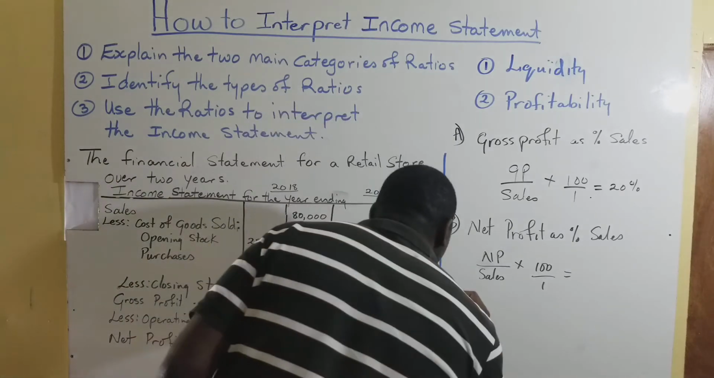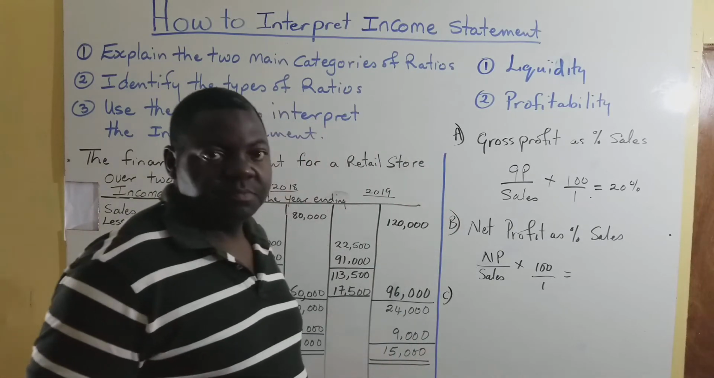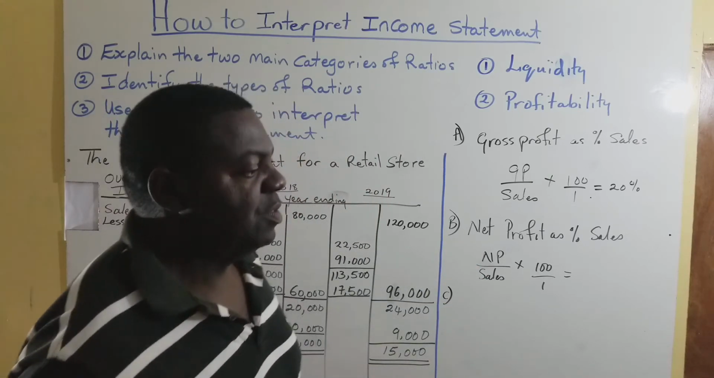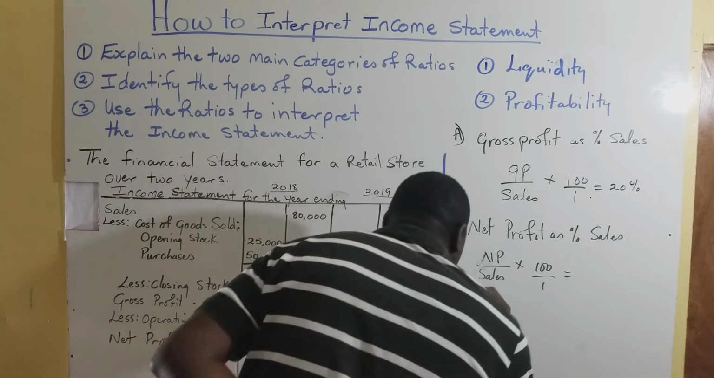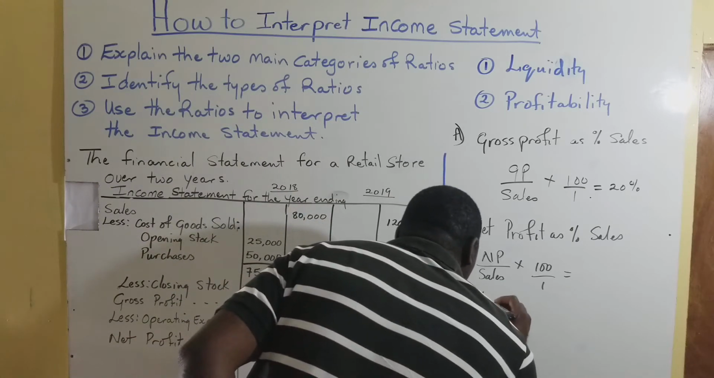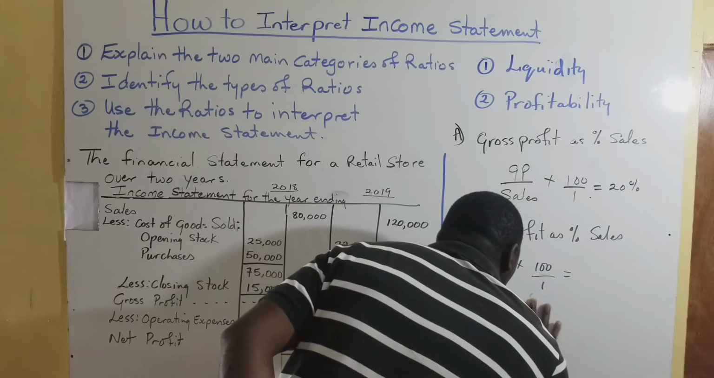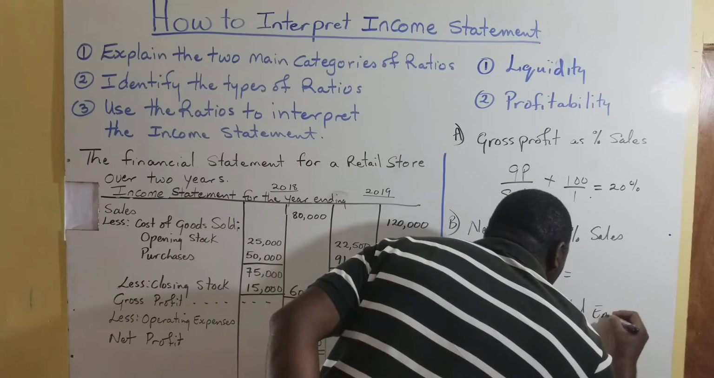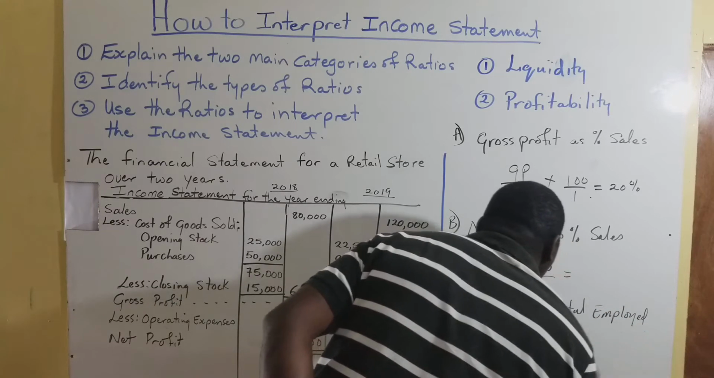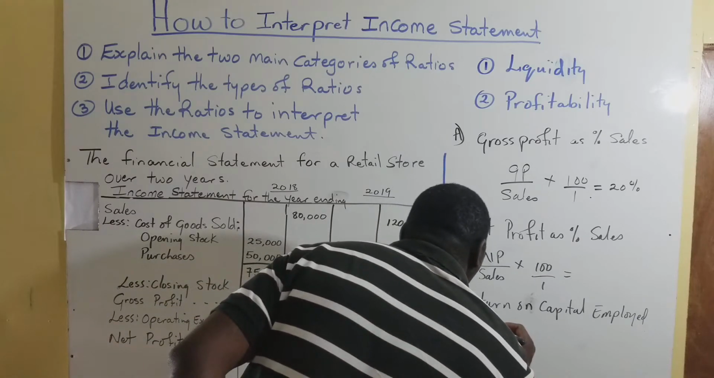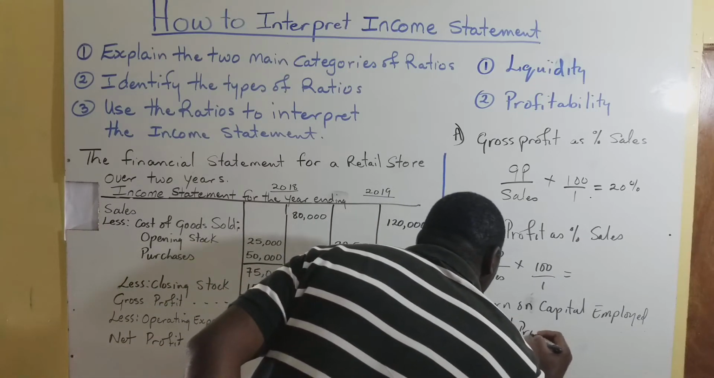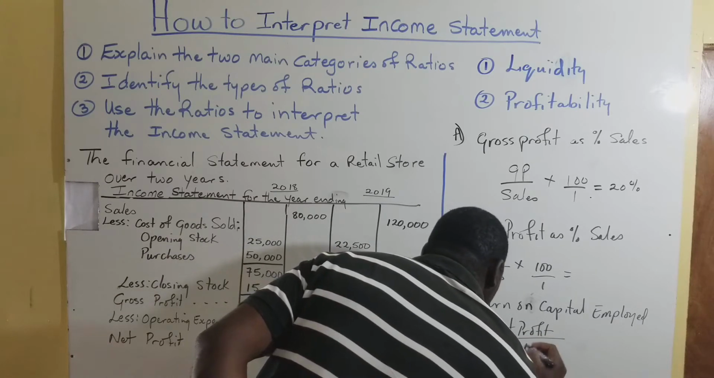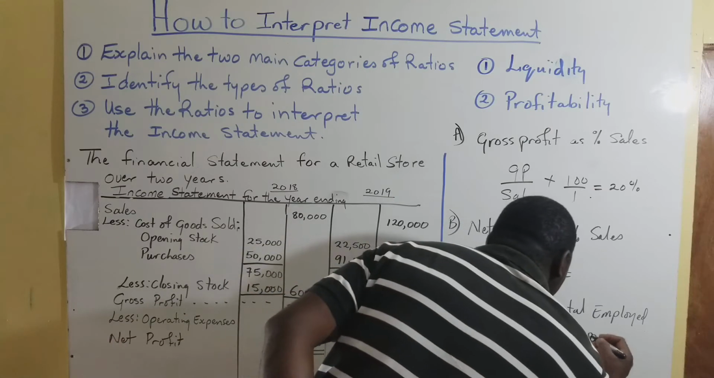The third profitability ratio is referred to as the ROCE ratio, return on capital employed. To find that, it is our net profit over the capital employed, times 100 over 1.